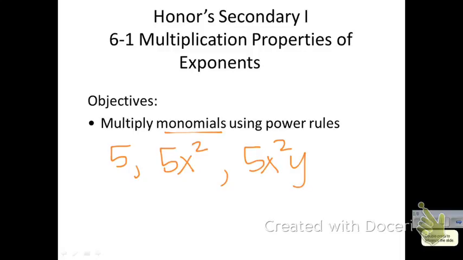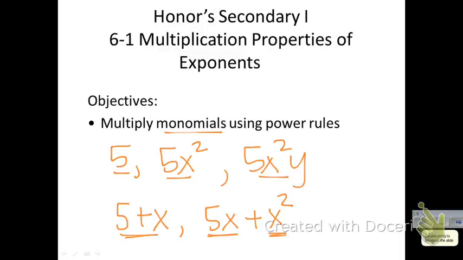Where we get a difference is if we have 5 plus x or 5x plus x squared. These are called binomials because they have two terms, but where they are just one term, that's considered a monomial.